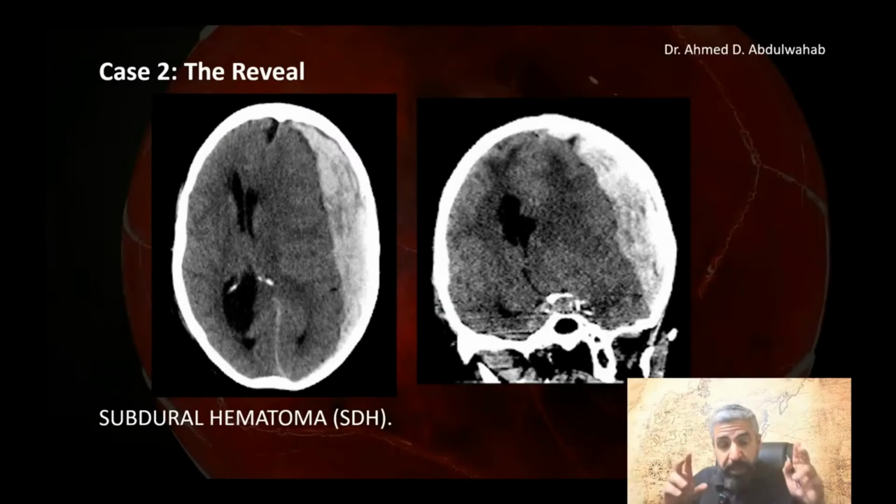It's usually in the elderly population due to the brain atrophy that happens there, and the anticoagulation I gave you in the history. So check for any bridging veins to confirm. But again, this is a crescentic shape of subdural hematoma. Are you ready for flash round number 2?